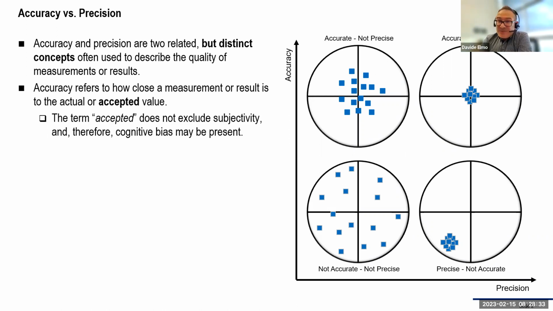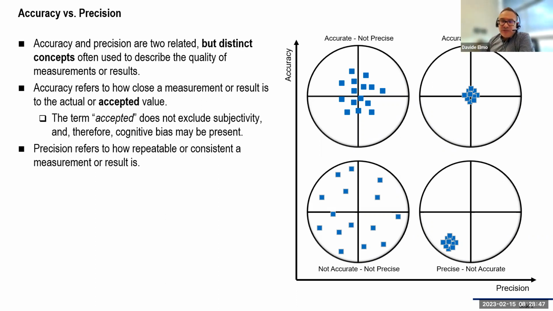Note that the term accepted does not exclude subjectivity, and therefore cognitive bias may still be present even when we have measurements and we talk about accuracy. Precision, on the other hand, refers to how repeatable or consistent a measurement or result is. If a measurement is said to be precise, it means that multiple measurements of the same quantity will give you very similar results.